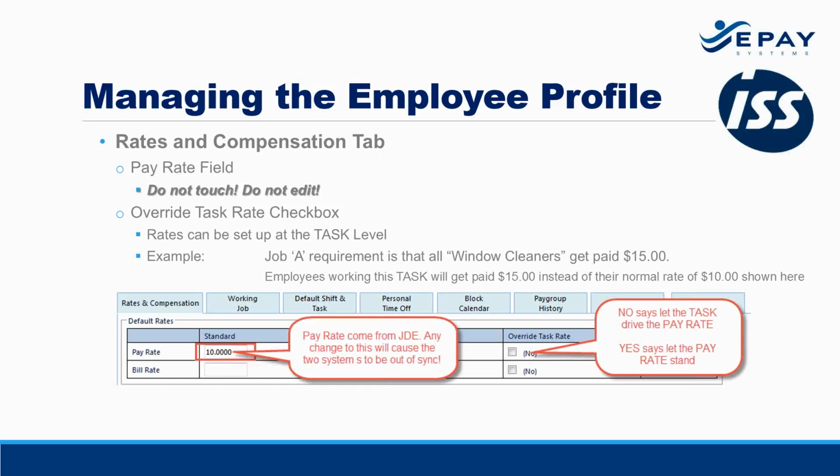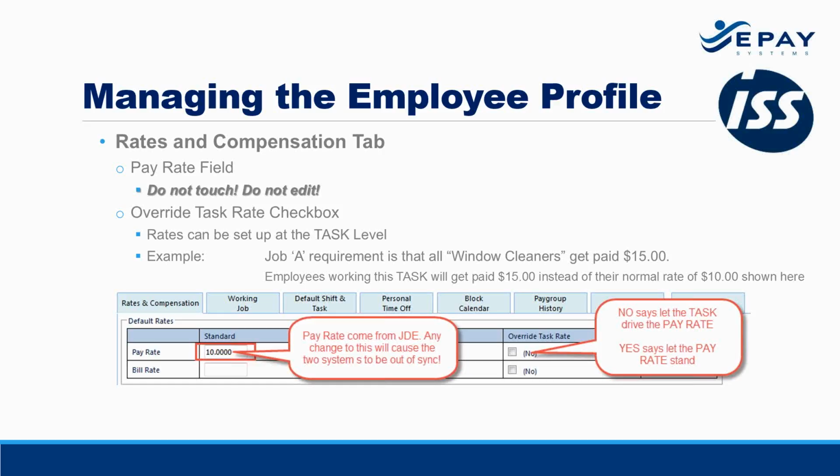In that case, we can go to that particular job, go to the task of custodian at the job level, and set up a task rule at the task level. Meaning that if the requirement for job A is that all window cleaners, in my example here, get paid $15 an hour, then the employees working this task will get paid $15 instead of the normal rate that is shown there in the pay rate field on the employee profile.